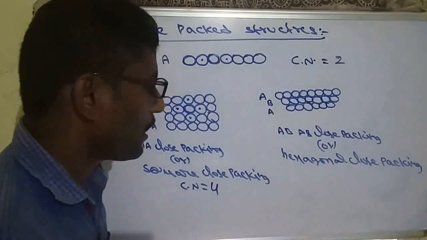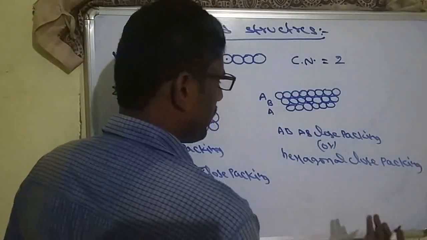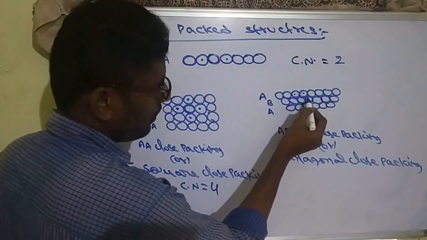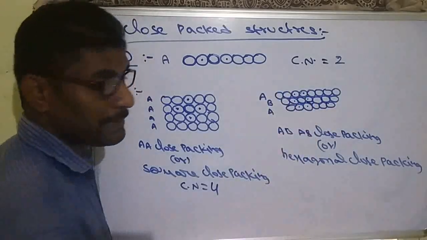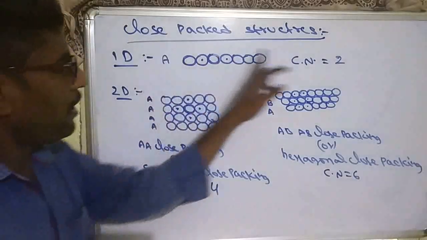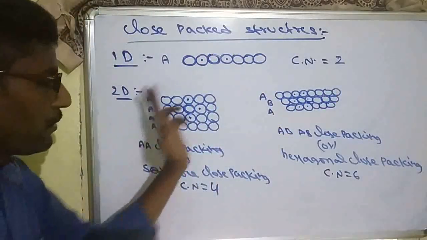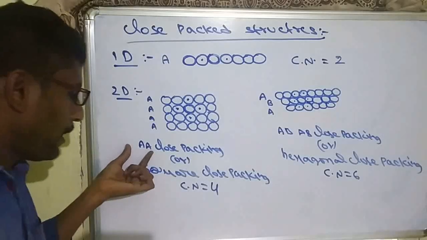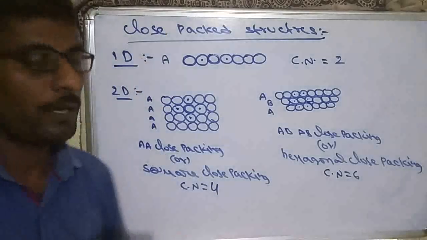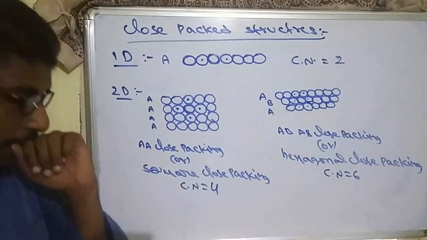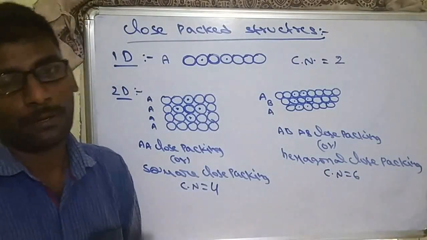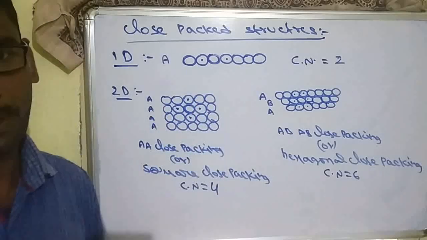In AB close packing, what is the coordination number? We can observe any particle. Take this particle. It is in direct contact with this one, this one, this one, in total 6 particles. Here coordination number will be 6. So in one dimension, coordination number will be 2. In two dimensions, there are two possibilities: AA close packing, coordination number 4, and AB close packing, coordination number 6. AA is also called square close packing. AB is also called hexagonal close packing. So this is a two-dimensional structure.